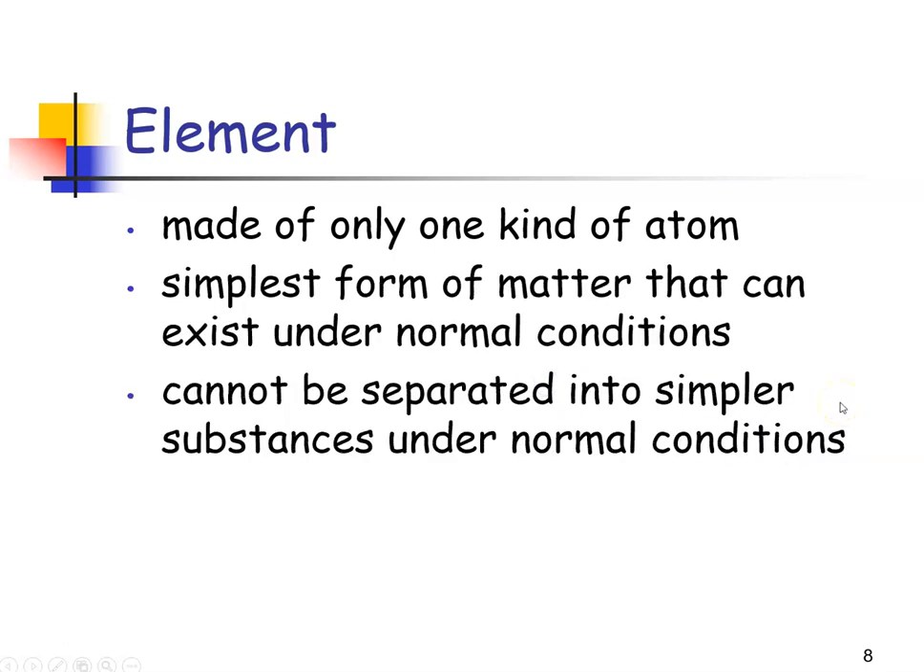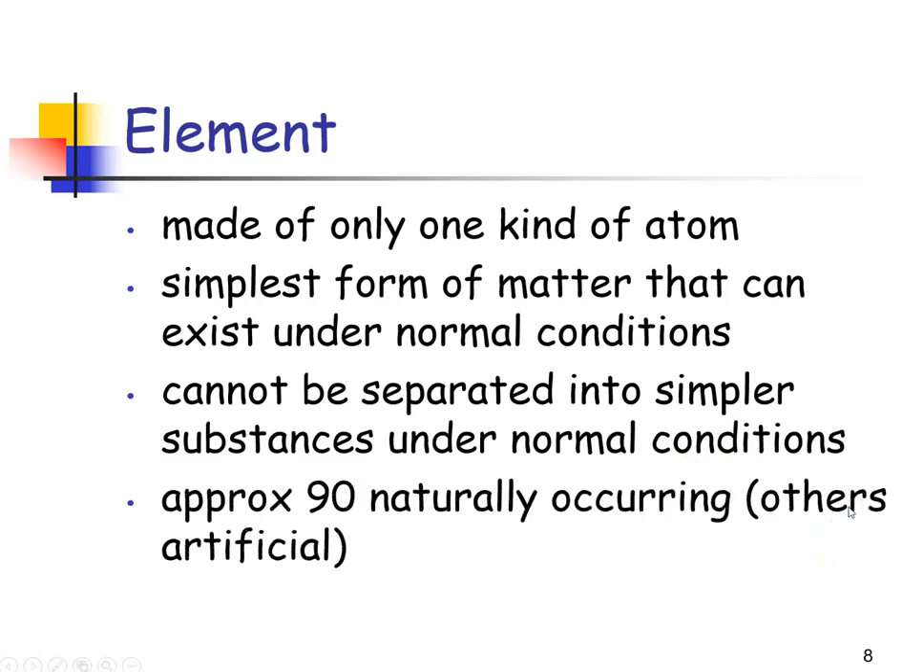So you're not going to be able to separate an element into a simpler substance under normal conditions. Now the condition where you could do that is maybe in a nuclear reactor, but we're not going to split a whole lot of atoms in chemistry class. Alright, so there's about 90 naturally occurring ones and some others that are artificially produced. You can find a list of the elements on, yep, you guessed it, the periodic table.